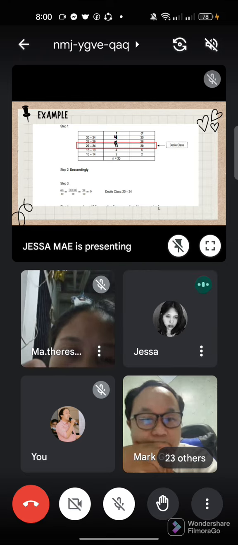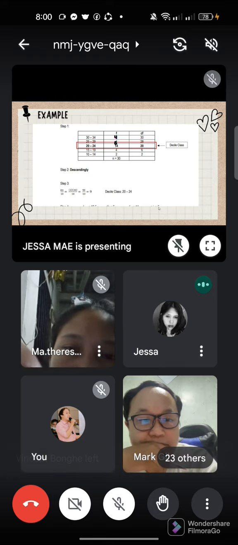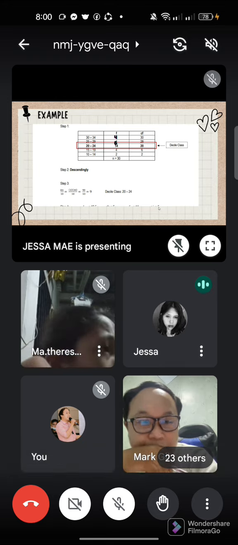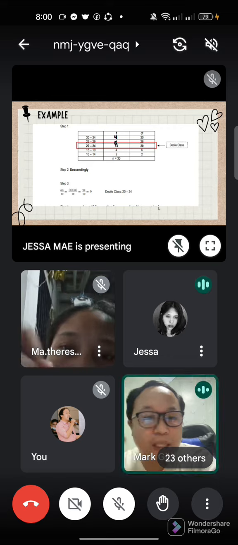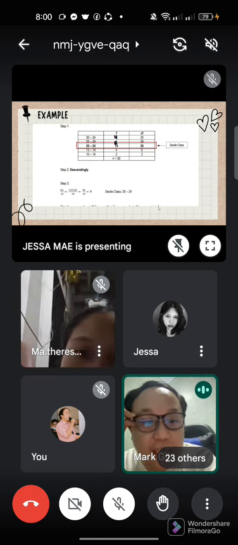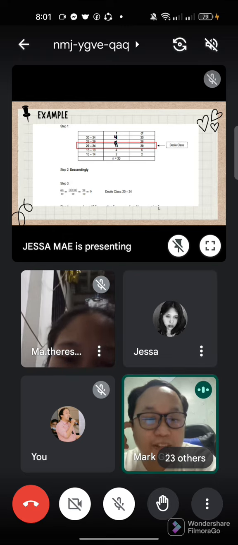Our decile, step 2, we have descendingly. Step 3, we have kn divided by 10 is equal to 3. The value of our k is 3. I-times natin siya sa number of cases which is 30 divided by 10. 3 times 30, we have 90. Wait lang, saan nanggaling ang 3 sa k? Sa value po ng k ng decile, sir. Kasi yung hinahanap po is decile 3. Decile 3. Okay, sige, go.